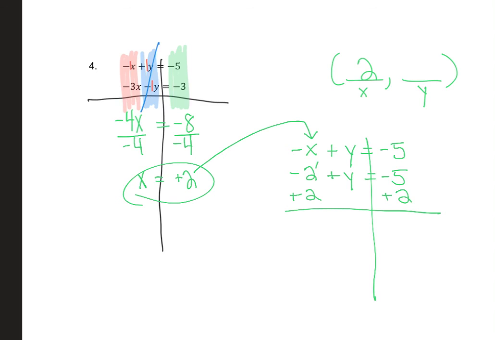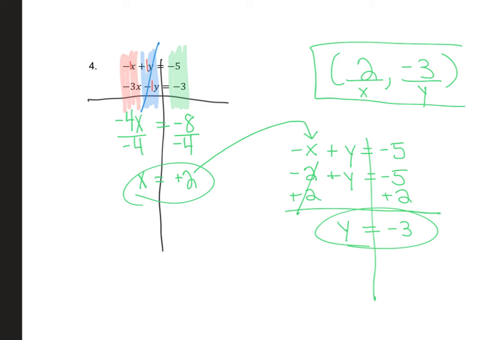All right. When I add 2 to both sides, I zero that out. I get y equals -5 plus 2, which is still -3. That's going to be my answer for my y. So my final ordered pair answer is 2, -3. And I'm all done. Moving on to more elimination next. So I will see you soon.